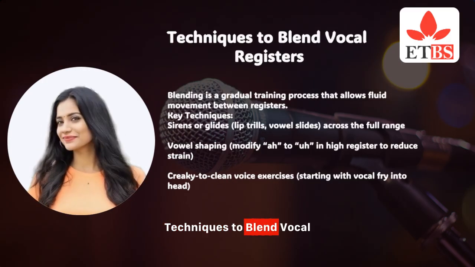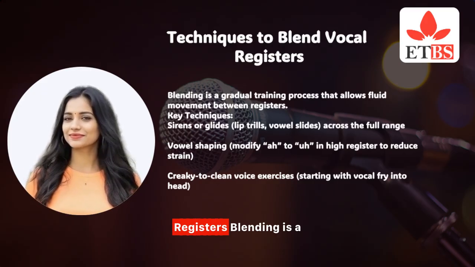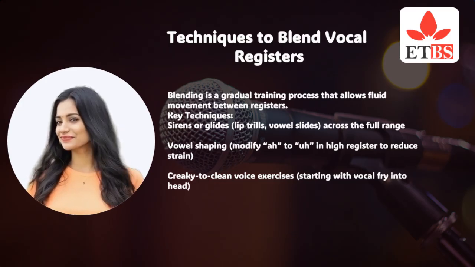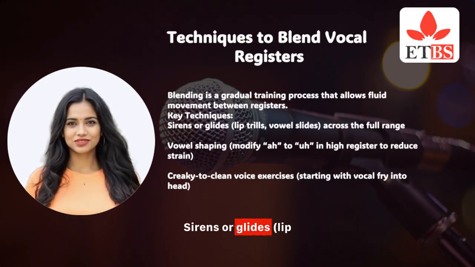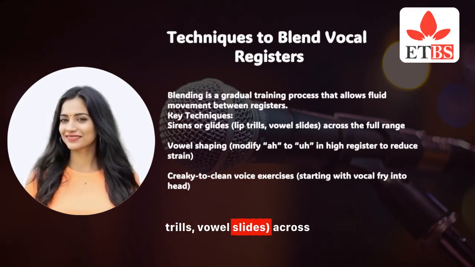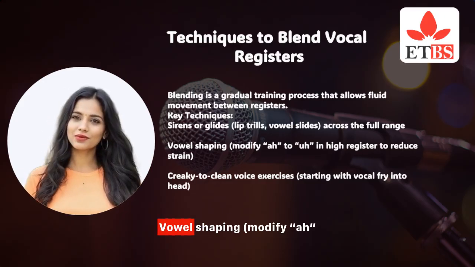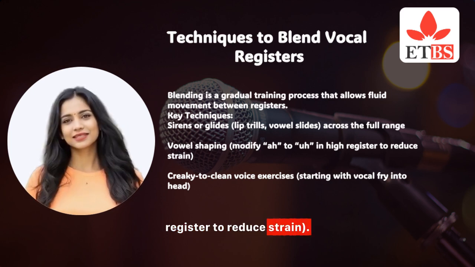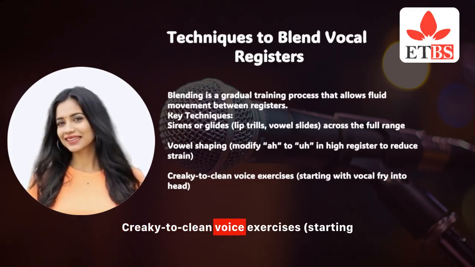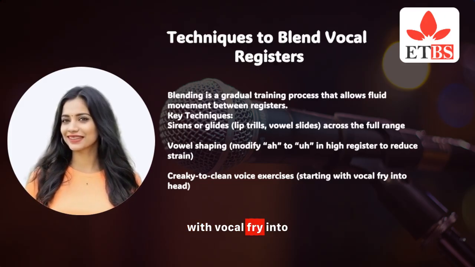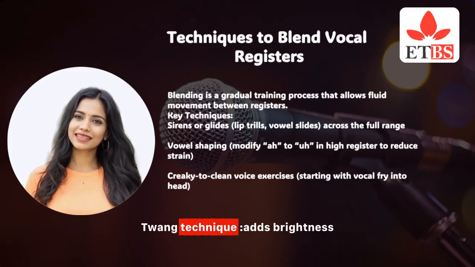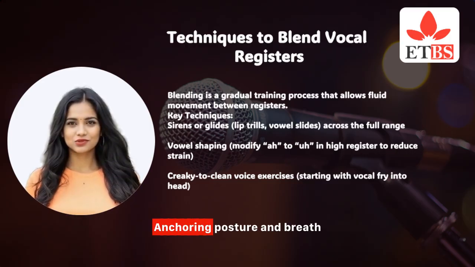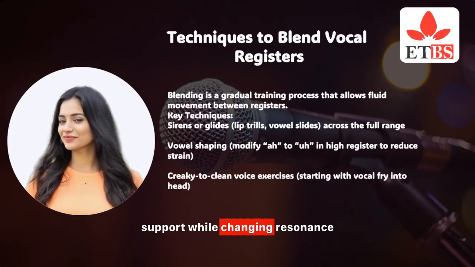Techniques to blend vocal registers. Blending is a gradual training process that allows fluid movement between registers. Key techniques. Sirens or glides, lip trills, vowel slides across the full range. Vowel shaping: modify ah to uh in high register to reduce strain. Creaky to clean voice exercises, starting with vocal fry into head. Twang technique, which adds brightness and stability in middle mix voice. Anchoring posture and breath support while changing resonant spaces.